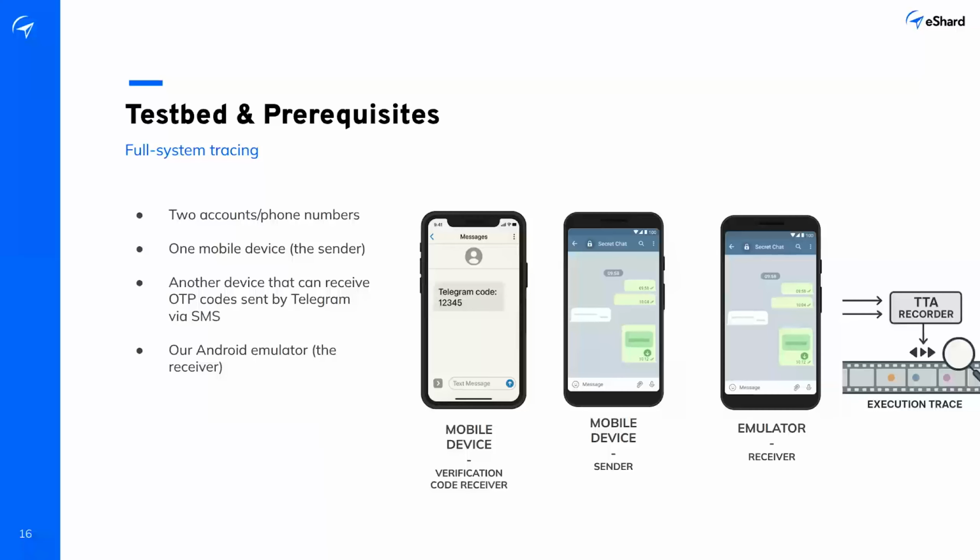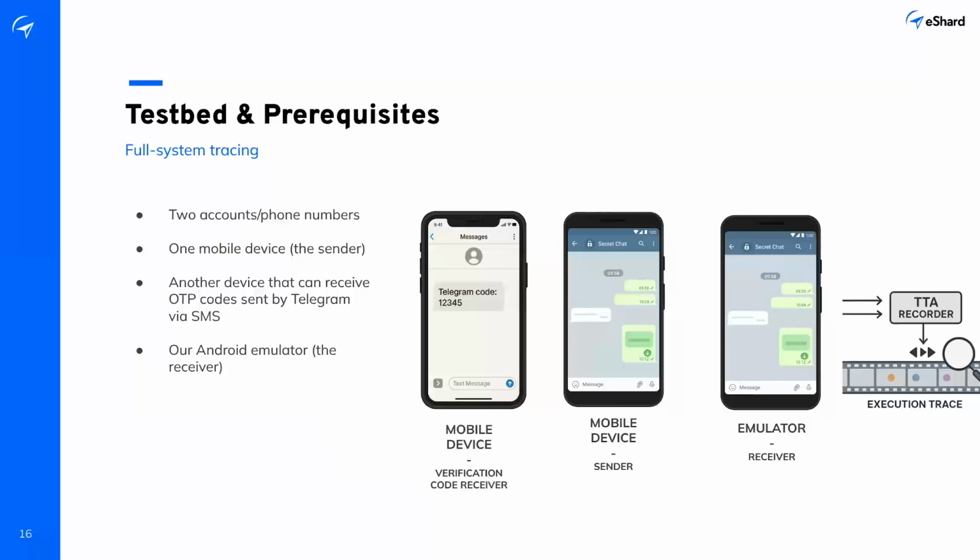We are then going to set up our testbed to make sure that we have all the prerequisites fulfilled. For the first case, namely for a full system tracing, we need to create two Telegram accounts. Therefore, we need two phone numbers because to create your account, you need a phone number. We are going to use one physical device to send the message and our emulator for receiving the messages.